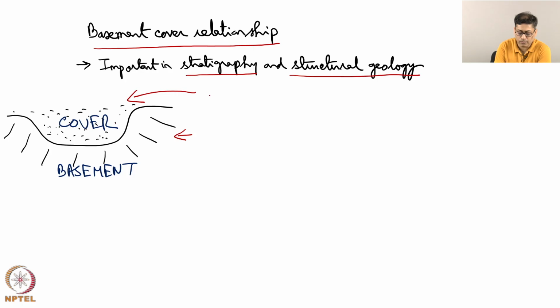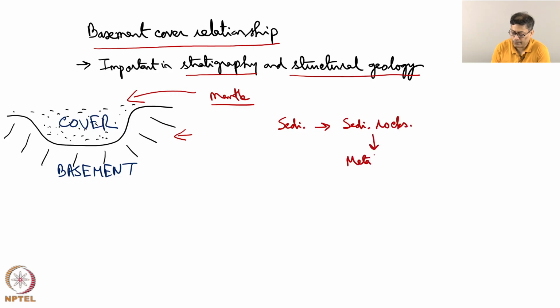This cover rock can also be called a mantle. This is not that crust, mantle and core, that is a different set of terms. Here cover can also be called mantle. In other words, the basement is mantled by the cover material. I referred that the cover material can be sediment, and if it gets compacted it becomes sedimentary rock, and if it gets metamorphosed it can also become metamorphic rock.